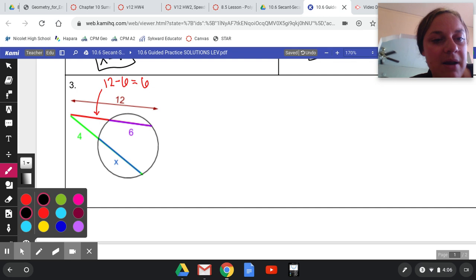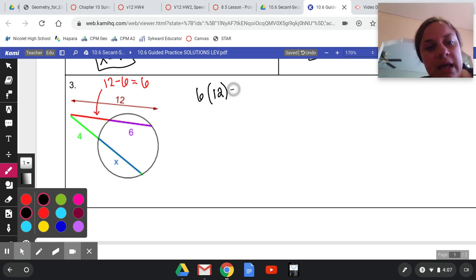So now, problem number 3, I'm going to do my first secant. 6 is the outside part, times the whole is 12, equals 4, the outside part, times the whole will be 4 plus x.